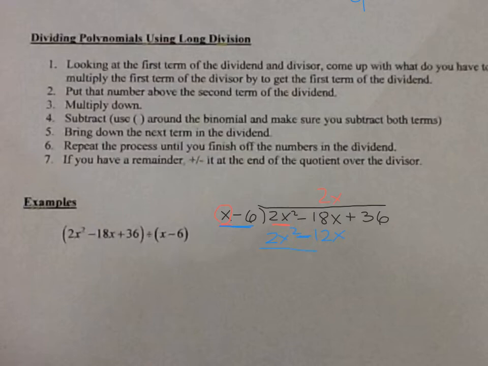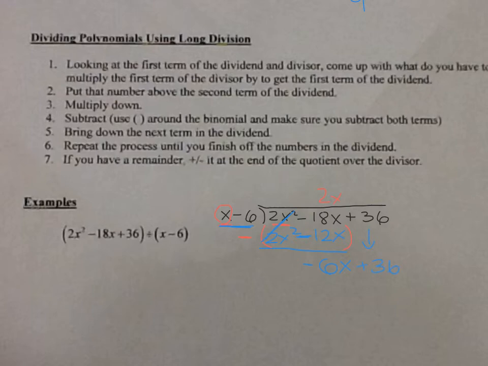All right, now what you have to remember to do is that we are actually subtracting. So you have to subtract here. So it's negative 18x minus negative 12x, and that is actually negative 6x, right? Negative 18 minus negative 12 is negative 6. And then I have here 2x squared minus 2x squared. Well, that becomes 0. That's what I want to happen. And then I'm going to bring down the plus 36 here.